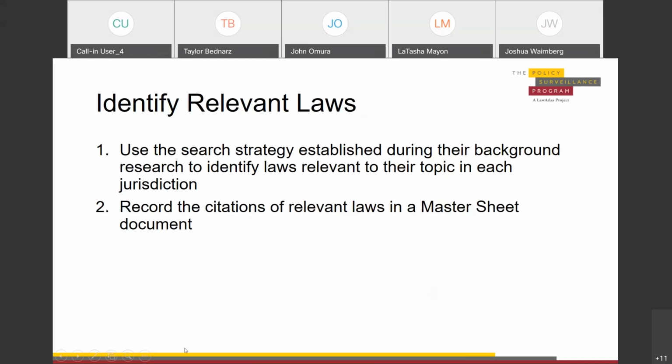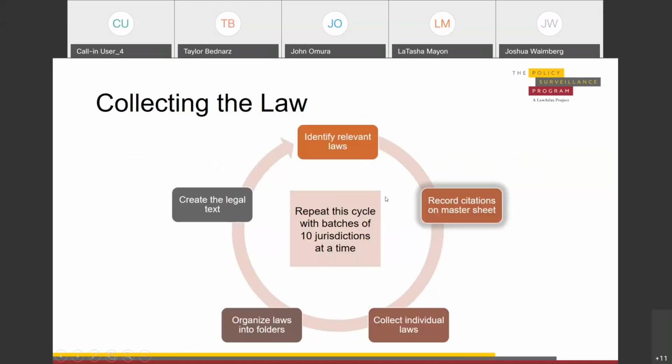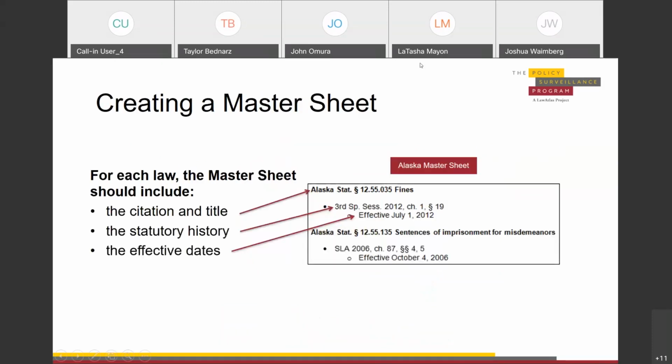So I just mentioned that what we want to do is identify the citations of relevant laws in a master sheet document. So let's go into what I mean by that, because that is the next step in the collecting the laws cycle: recording citations on a master sheet. So, creating a master sheet.